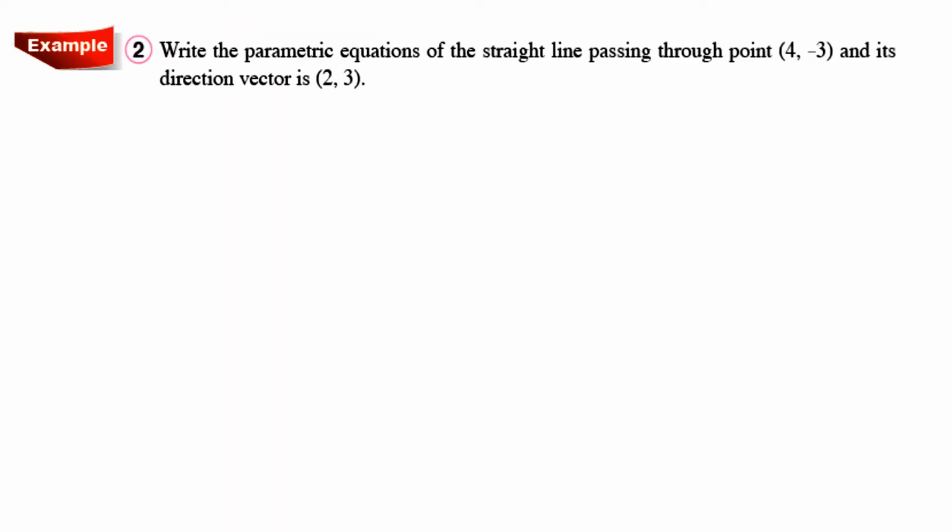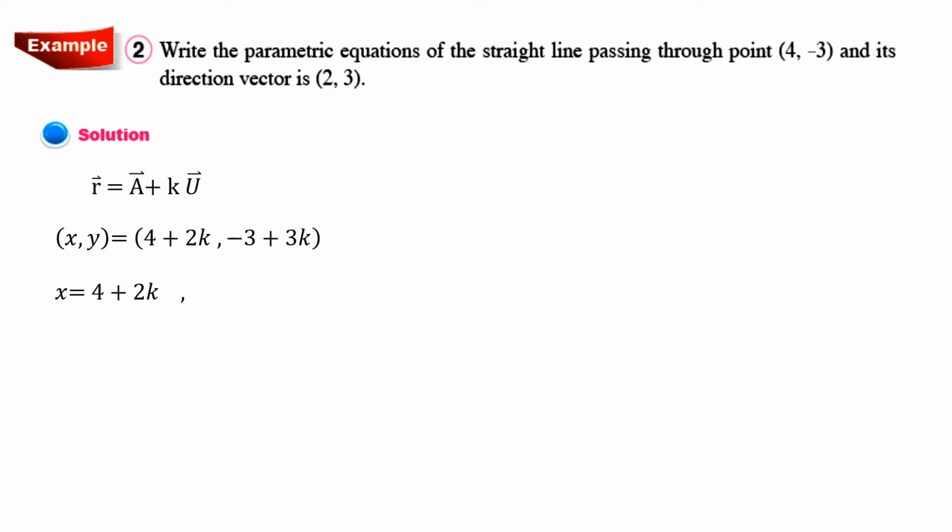Example, write the parametric equation of the straight line passing through the point 4 and negative 3, and the direction vector is 2 and 3. So we have R equal A plus K times U. So R represented by x and y equal A, which represented by 4 plus 2 times K, and negative 3 plus 3 multiply K. So we have x equal 4 plus 2k and y equal negative 3 plus 3 times k. So this is the parametric equation.